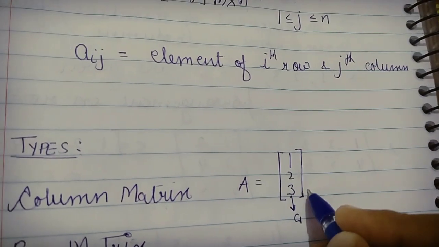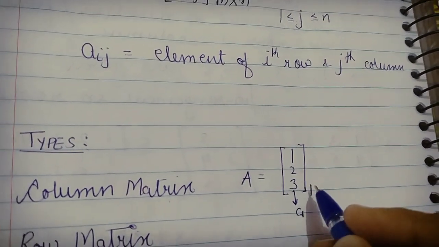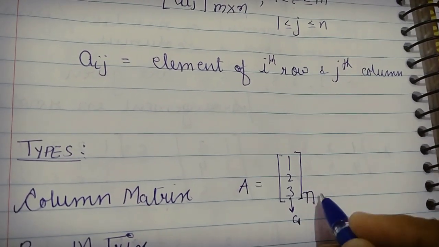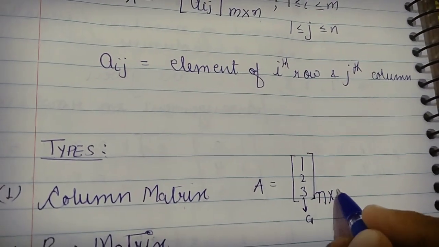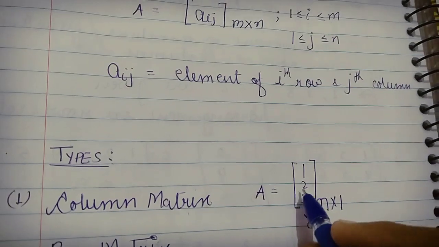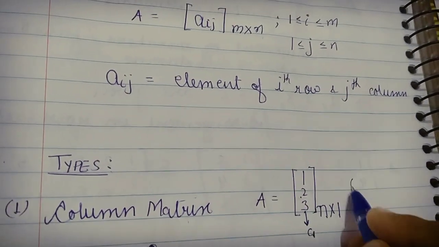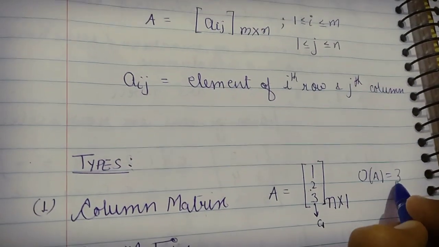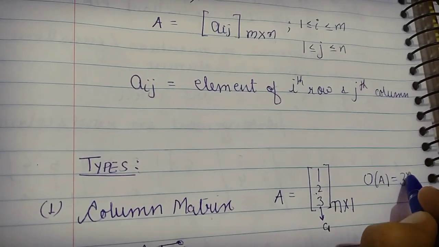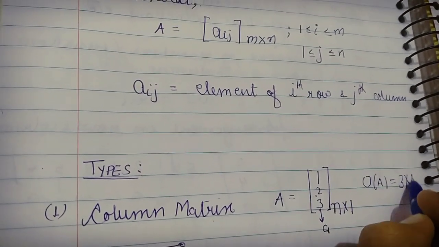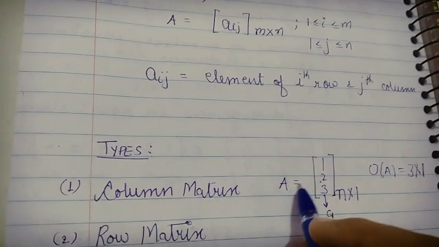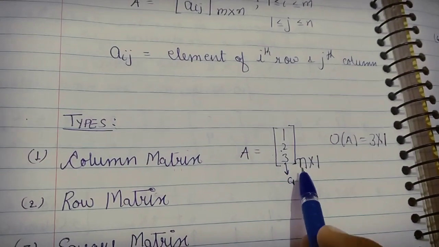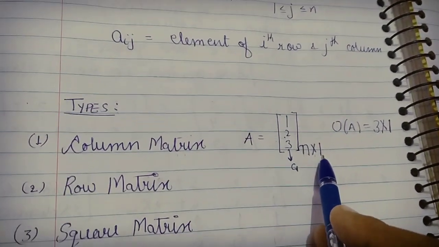That's why the order of this column matrix is always n cross 1. In this case, the order of matrix A is number of rows. Here the number of rows is 3 and number of columns is always equals to 1 as it is a column matrix, and the general order of the column matrix is n cross 1.